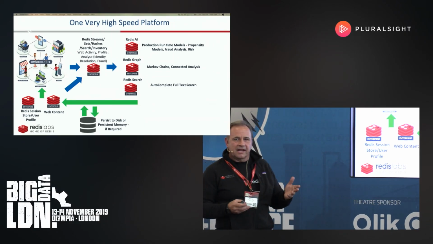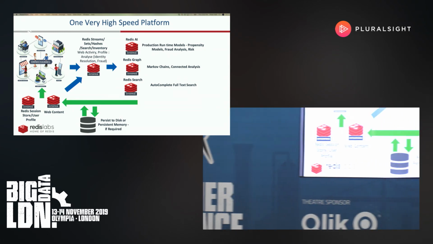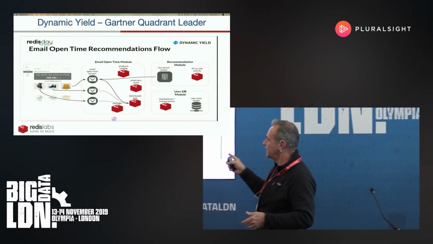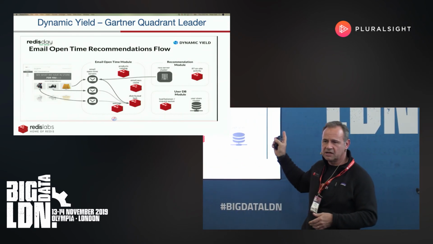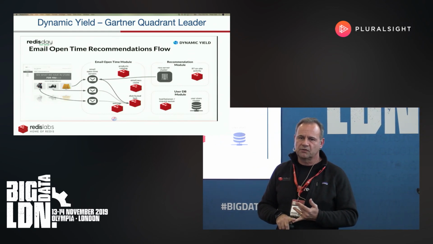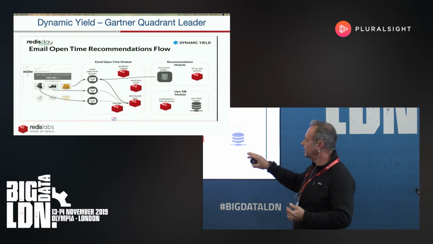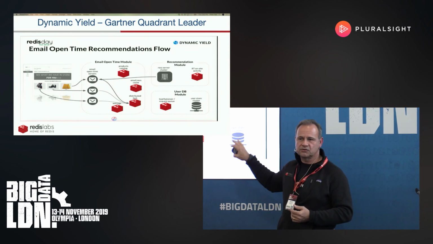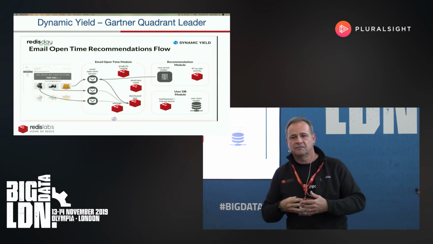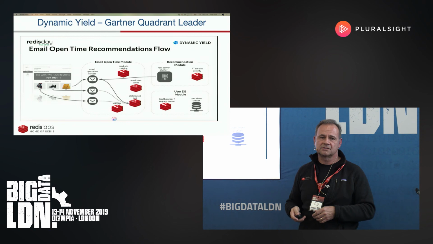Now this all looks very Redis, right? So you're just talking Redis, you've been drinking the Kool-Aid, but actually this is a slide from one of our customers called Dynamic Yield, and they are the leaders in the Gartner quadrant for personalization and recommendation. And you can see they have Redis all over the place in their solution, because it is functionally rich and capable and very, very fast.